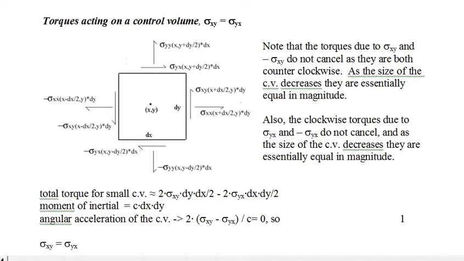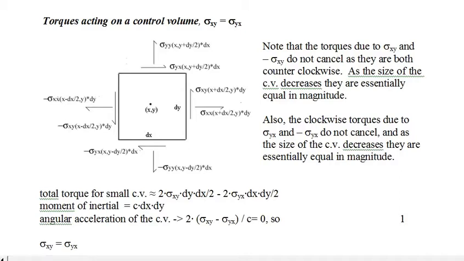Now consider the torques acting on the control volume, with the aim of showing that sigma xy equals sigma yx. On the right side, we have a shear traction sigma xy times dy, which creates a counterclockwise torque of sigma xy times dy times dx over 2. Again, we will assume that the control volume is so small that the sigmas can be considered constant. Then the torque on the left side of the control volume also equals sigma xy times dy times dx over 2, and it is also counterclockwise, so it doesn't cancel the torque on the right, it doubles it.